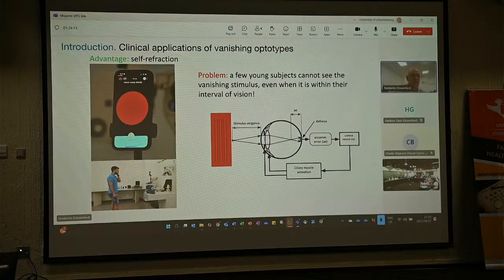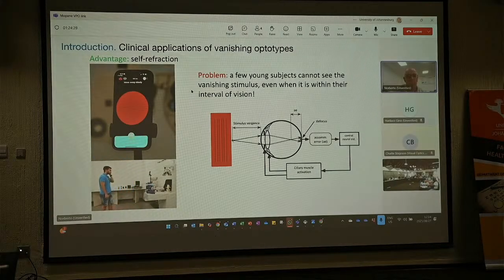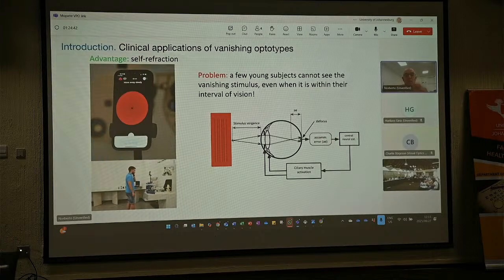It's much easier than asking questions as in the clinical task, where you need another person. You can also do it by voice recognition, but sometimes that is not so easy. What's interesting is that we found problems in a few young subjects who cannot see this vanishing stimulus even when it is within the interval of clear vision. This is strange, because the stimulus is there and they cannot see it. But when they look at something closer, the accommodation makes it appear for them, and then when they look again at the screen, it disappears.